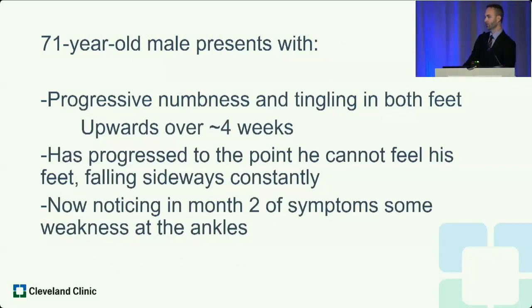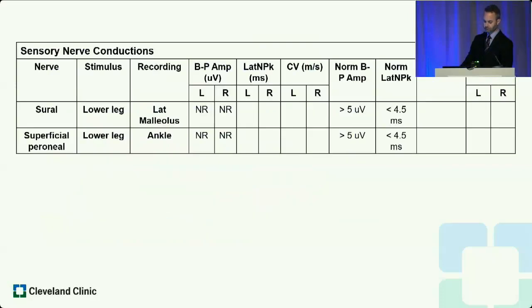Okay, so very big balance disorder within a month. We're starting to get concerned about that, right? That's a fairly rapid progression. And certainly in month 2 of symptoms, now he's noticing weakness. So now we don't just have sensory symptoms, we have motor symptoms. And so we do nerve conductions in this gentleman. They are also absent, again, somewhere between 70 and 75. Absence is okay, but certainly we would take note of it.